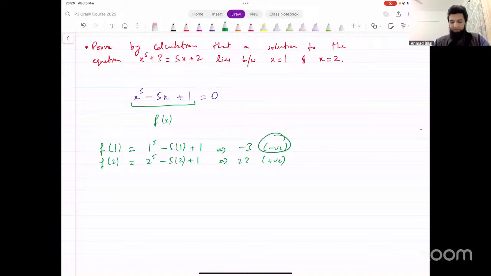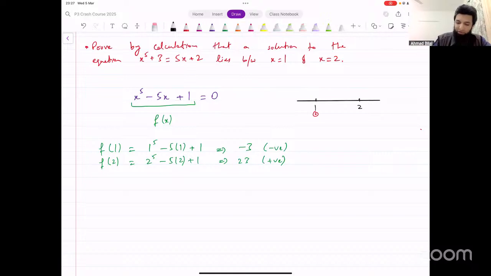One value that we're getting is negative, the other value that we're getting is positive. What does that mean? We have 0 on the other side, right? That means we're talking about intersection with the x-axis. At x equal to 1, we are getting a negative value. At x equal to 2, we are getting a positive value. If the graph has to go from this negative value to that positive value, there has to be some intersection with the x-axis in the middle. That means there is going to be a solution between these two given values.